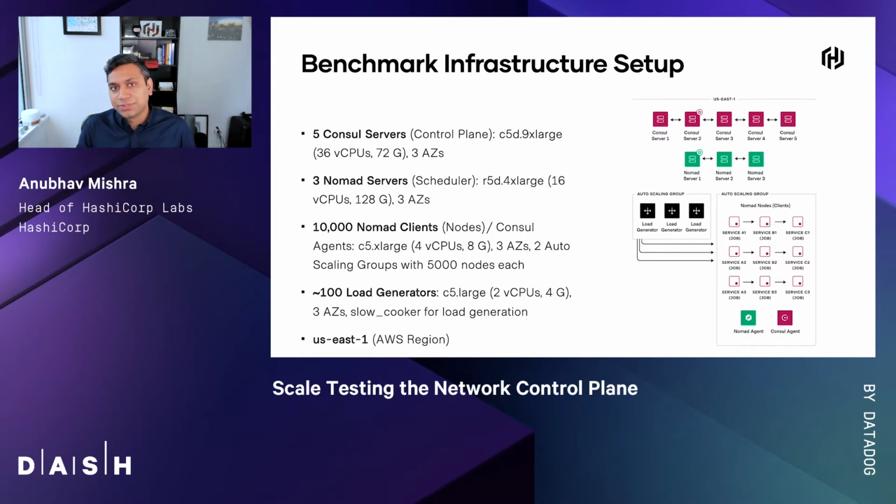We had 2 autoscaling groups of 5,000 nodes each that made up the 10,000 nodes. And then we had about 100 load generators, which were 2 vCPUs and 4 gigs of memory. These were just to test whether the service mesh was configured correctly. These were spread across 3 AZs again. We used Slow Cooker for our load generation, which is a project by Buoyant, the service mesh company. And all of this was running in US East 1.